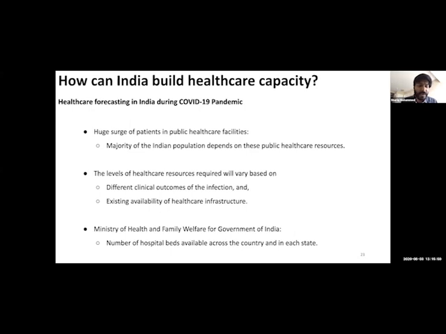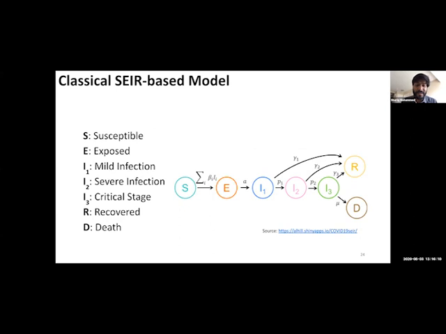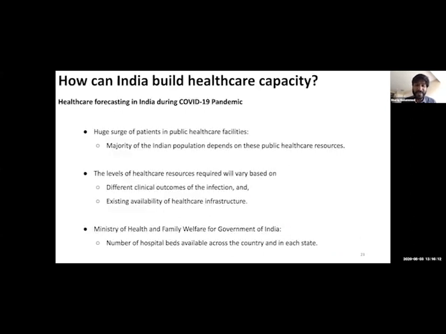So we got access to this data set from the Ministry of Health and Family Welfare, from the Government of India, which talks about the number of hospital beds at a state level across all the public healthcare centers, for example, the primary healthcare centers, the district level hospitals, and so on. So we wanted to make use of this information to tell how each state would perform depending on what resources they already have.